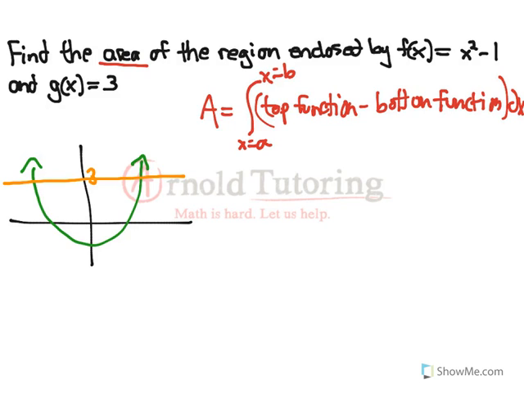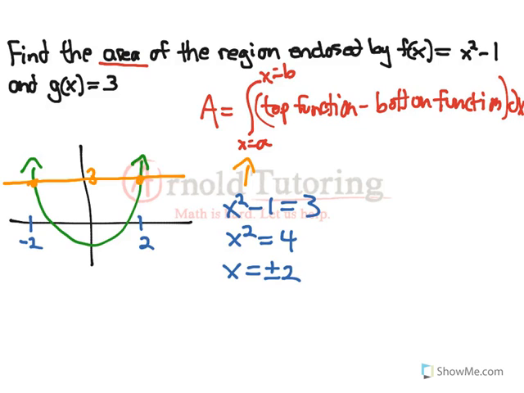So we've got that. Now we just need to figure out our limits. And those are going to be from the left point where they intersect to the right point where they intersect. How do we find where two curves intersect? You set them equal to each other. So I'm going to say x squared minus 1 equals 3, which means x squared equals 4, which means x equals plus or minus 2. It's just the plus or minus the square root of 4. So that means this point is negative 2, and this point is 2.